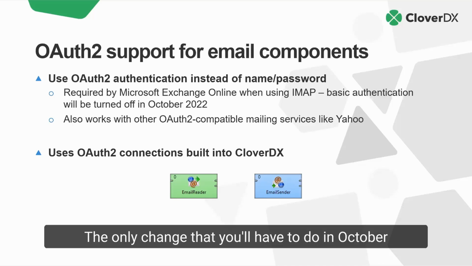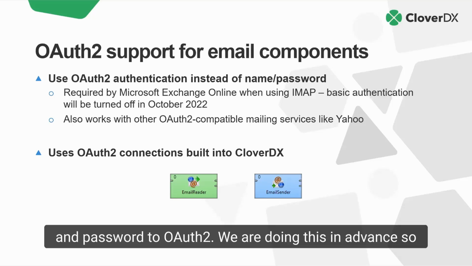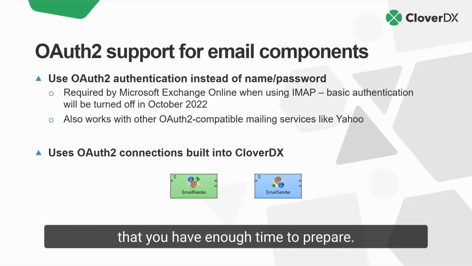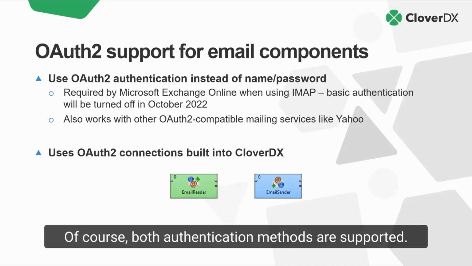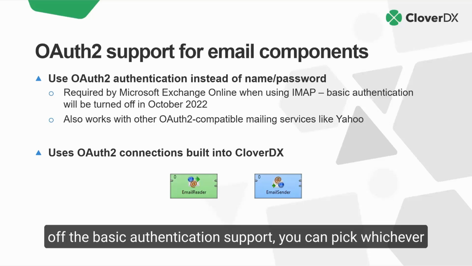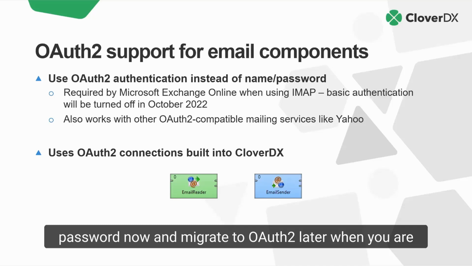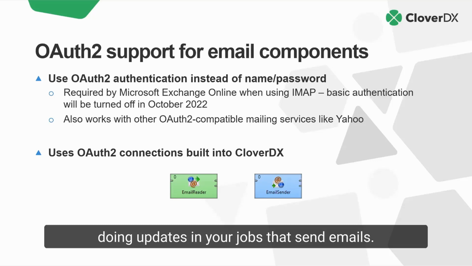The only change that you'll have to do in October this year is to change the authentication method from username and password to OAuth2. We are doing this in advance so that you have enough time to prepare. Of course, both authentication methods are supported right now, before the Microsoft Exchange team turns off the basic authentication support, so you can pick whichever one you want. You can use username and password now and migrate to OAuth2 later when you are doing updates in your jobs that send emails.